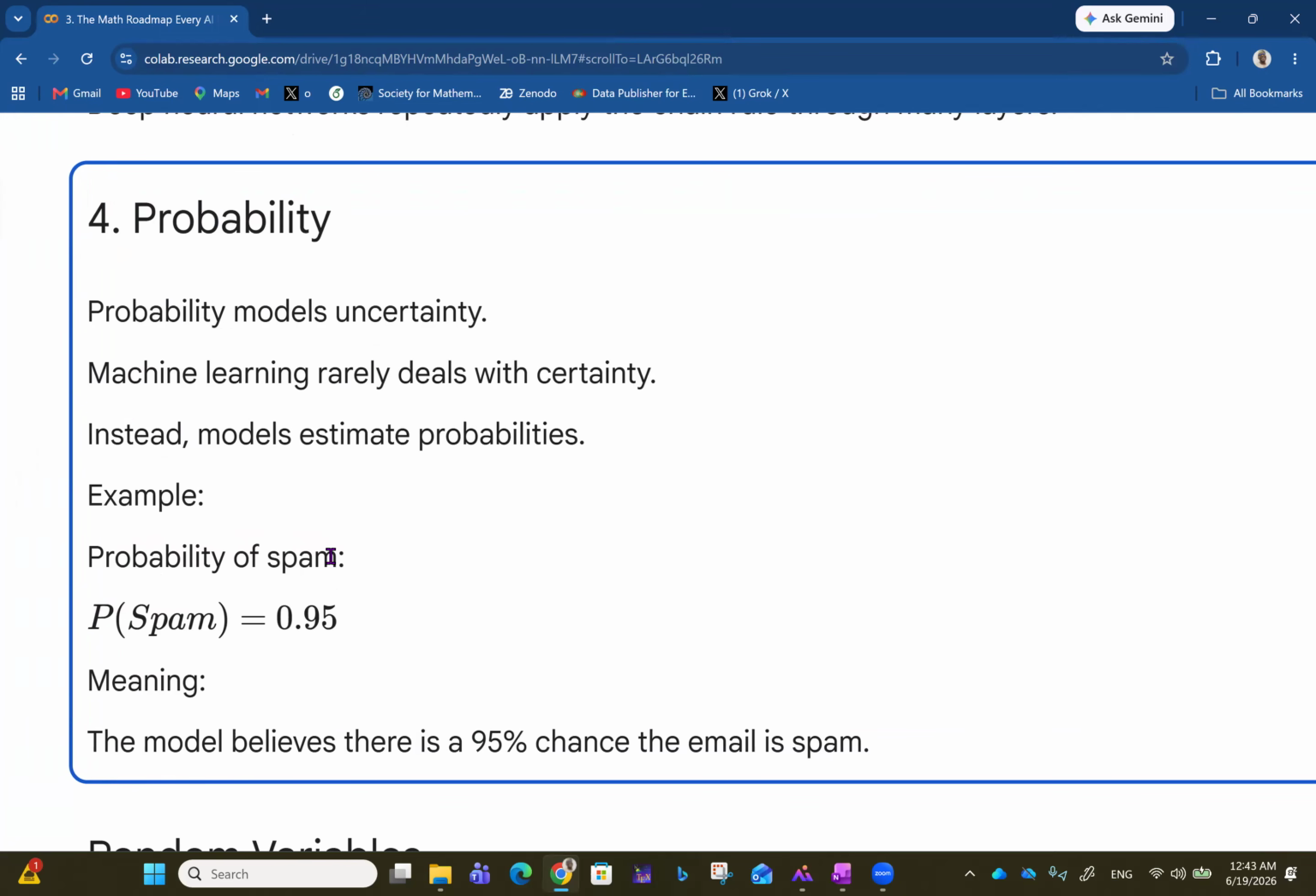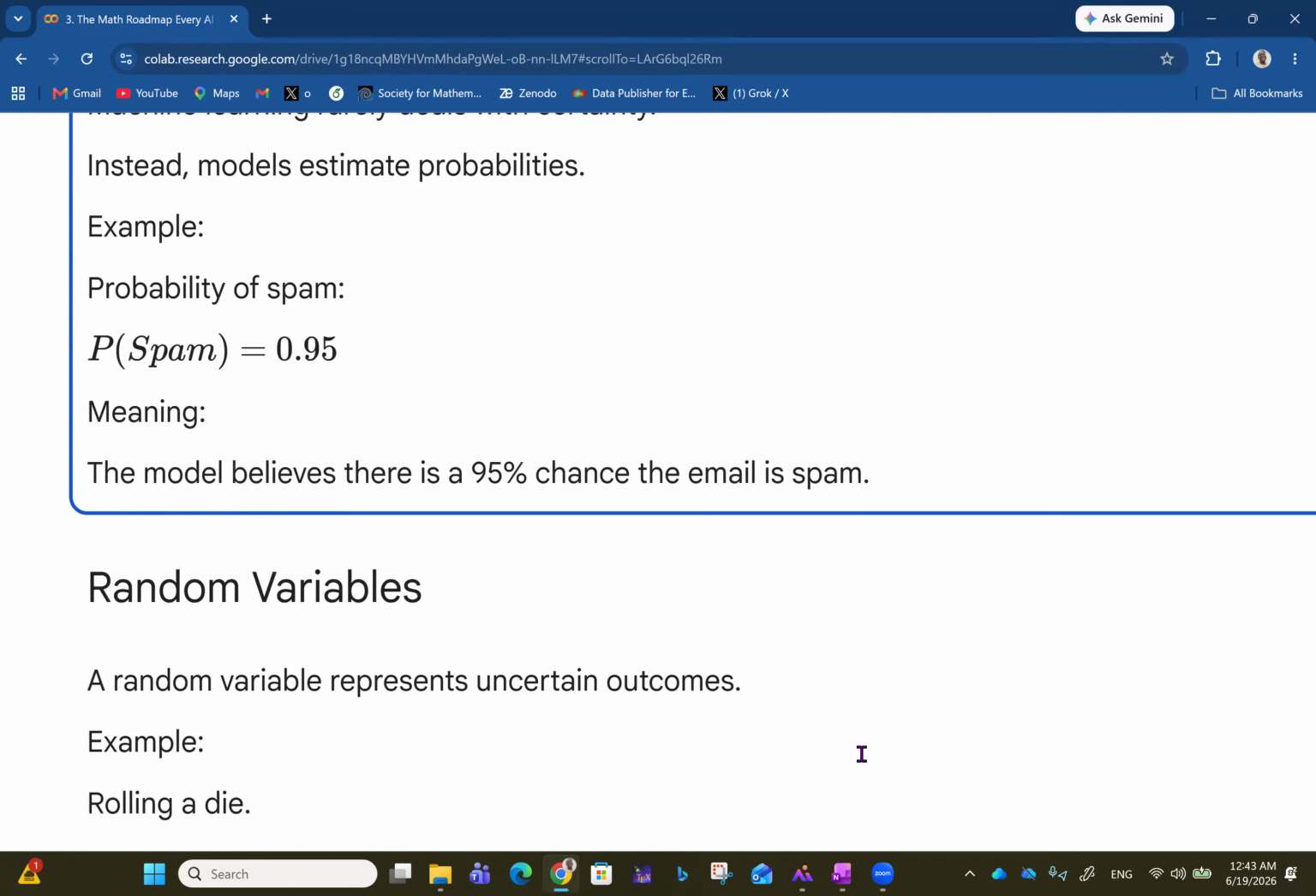So for example, the probability that a particular email you receive is spam. If you say 0.95, the meaning is that the model believes there's a 95% chance the email is spam. And that might be wrong, actually. It's all about making sure that it is right many more times compared to being wrong, right?